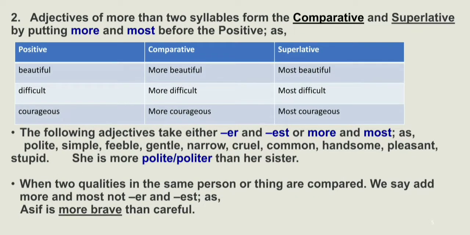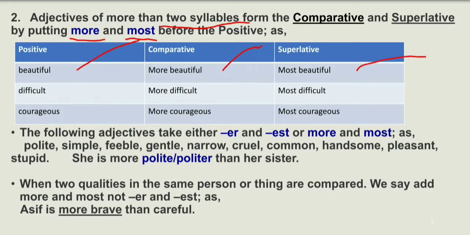Now we have adjectives of more than two syllables. Adjectives of more than two syllables form their comparative and superlative degrees by putting more and most before the positive. Example: beautiful, so more beautiful and most beautiful. We cannot say beautifuler or beautifulest, as it would be incorrect. Same is the case with difficult, more difficult and most difficult, and courageous, more courageous and most courageous.